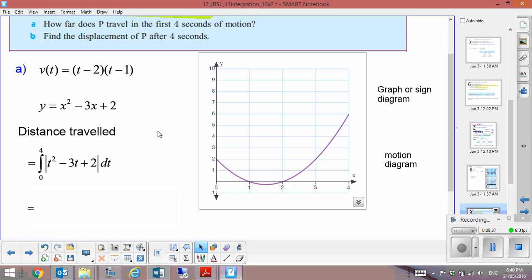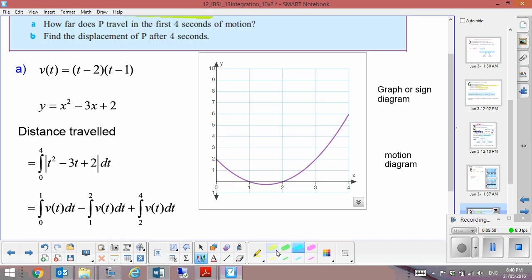Then if you think, well, that's too hard for me to do without my calculator, then break it into sections. Work out where it stopped. So it stopped at 1 and it stopped at 2. Then work out the area under the curve from 0 to 1. So that's this area here. Can I colour it in? Let me try and do some colouring.